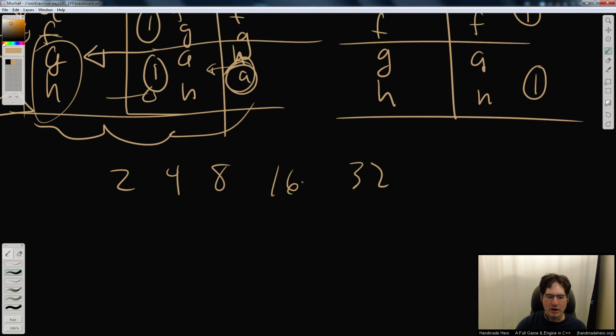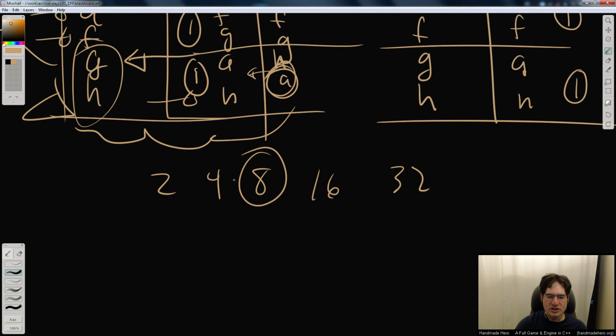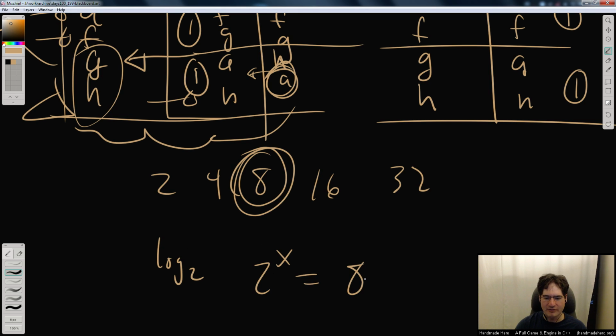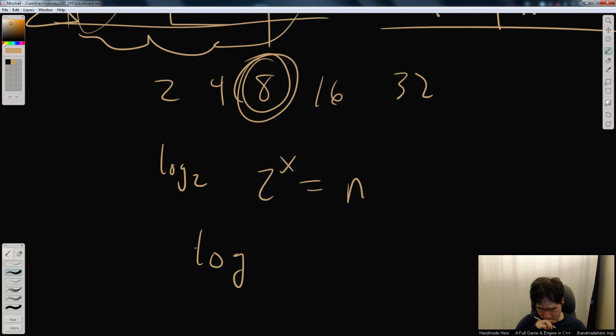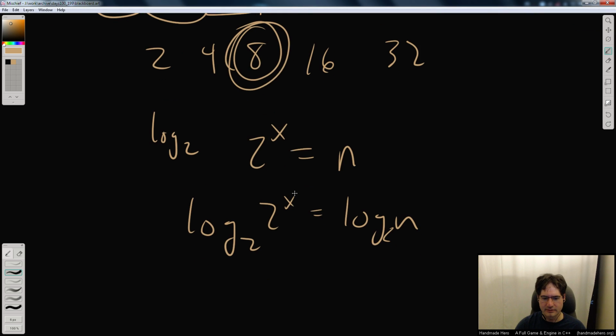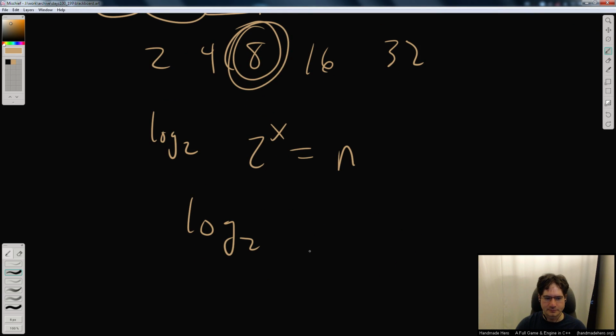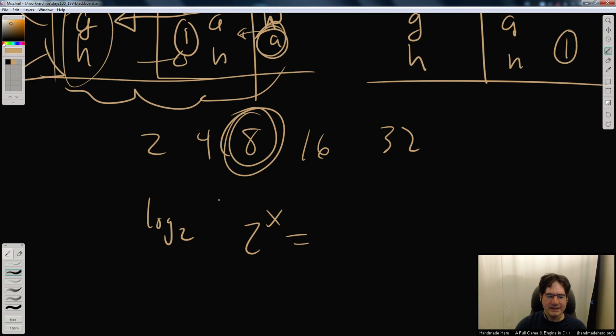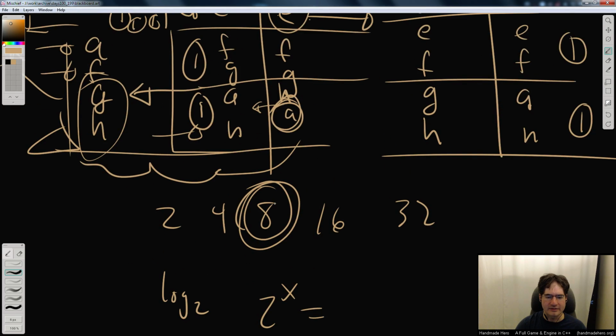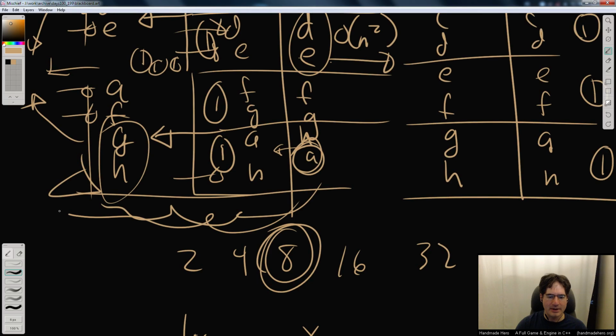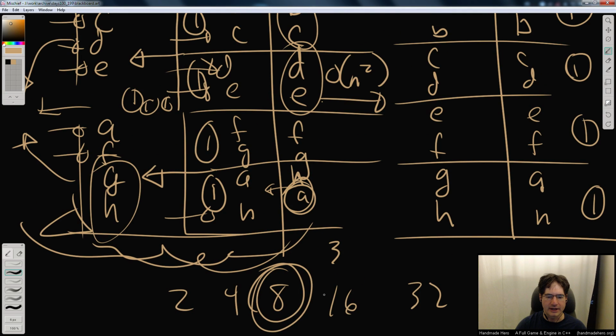So whatever n was, in this case n was 8, we essentially just have to take the log base 2. We just want to say 2 to the x equals whatever our n is, or log of 2 to the x equals log n, right? Makes sense? So I only need to take the log base 2 of my input n, and I would get how many of these steps. In this case, it was 3, right?